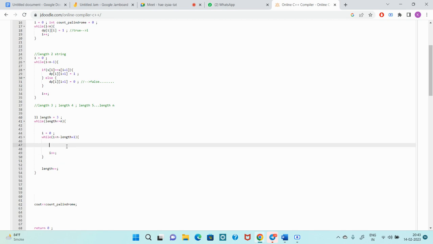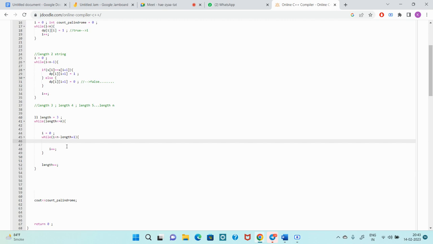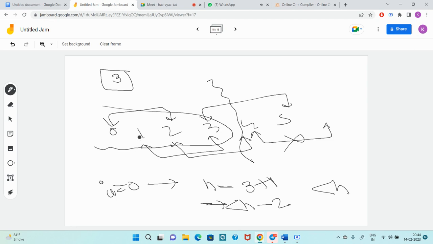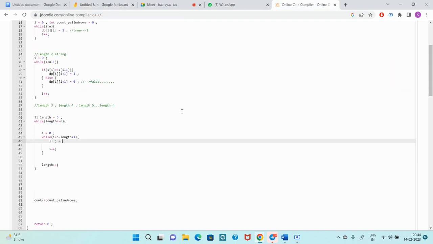Yeah. So guys, this is it. And what will be the jth index? If you are at index 1, you have to consider length 3, so 1 plus 3 minus 1 you have to do. So i is the starting index and j is the ending index of the string. So this will be i plus length minus 1.